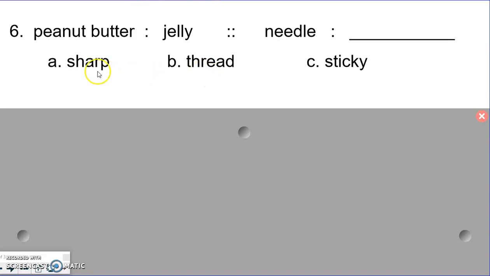All right, now, if you said sharp or sticky, you let the answer choices confuse you. Sharp does describe needle. Sticky doesn't really describe needle, though. Sticky is like glue or tape. Okay, not things that stick you. Things that stick you aren't sticky. So, don't let them confuse you. The relationship here is things that go together. Peanut butter and jelly go together. Needle and thread go together.